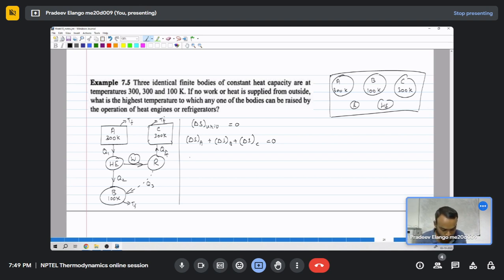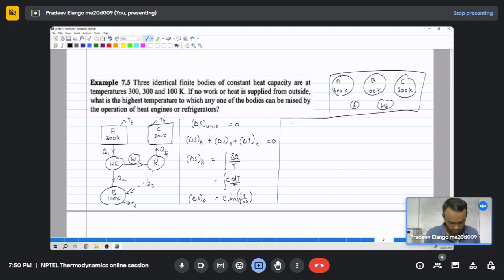Now we can start writing the expression for individual bodies. For body A, the change in entropy will be between 300 Kelvin and the final TF. We assume a heat capacity of C. So, the basic expression is C into dT by T, so it will become C into ln of final temperature by initial, where final is TF and initial is 300. Similarly, the entropy change for body B is C into ln of TF by 100. And the entropy change for body C is C into ln of final temperature by initial, where final is TF dash and initial is 300 Kelvin.